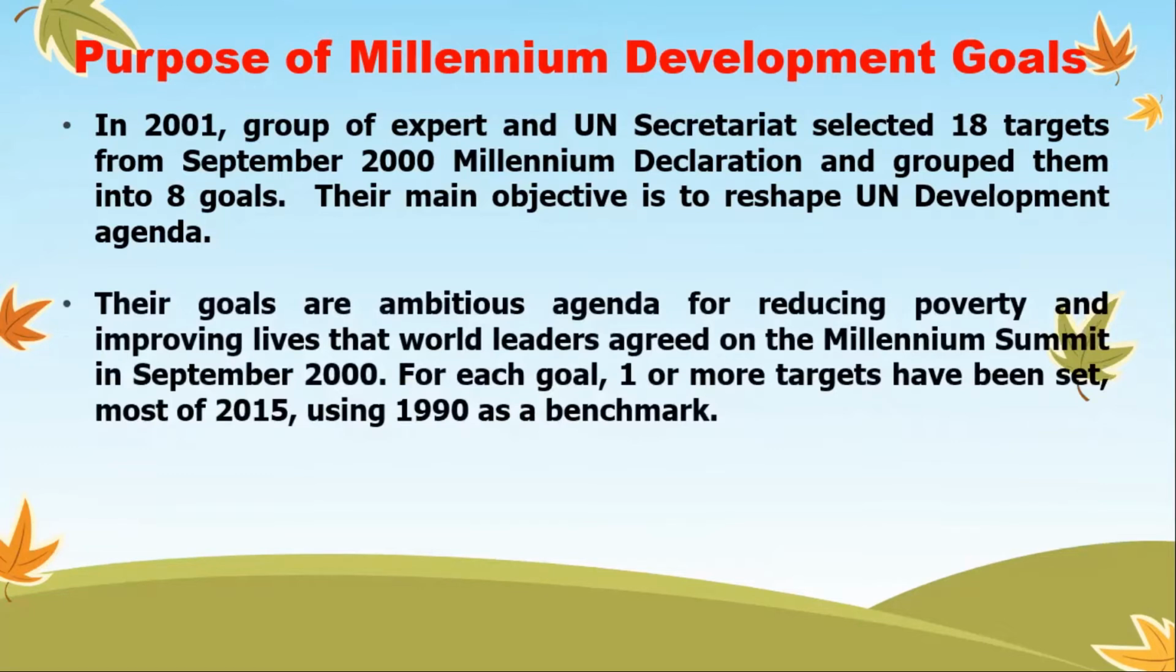Second purpose, their goals are an ambitious agenda for reducing poverty and improving lives that world leaders agreed on at the Millennium Summit in September 2000. So for each goal, one or more targets have been set, most for 2015, using the 1990s as a benchmark. So it is ambitious in a sense that in every goal, they also created one or more targets based on the 1990s UN agenda. And it is also a big challenge to all United Nations members to achieve the 8 goals and its target by the end of 2015.